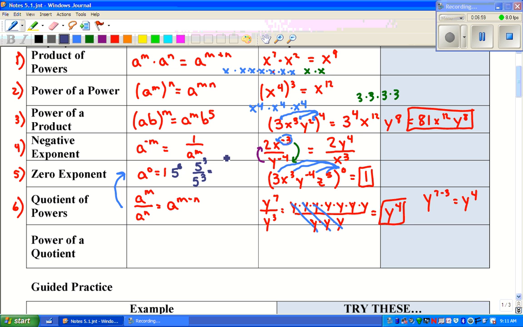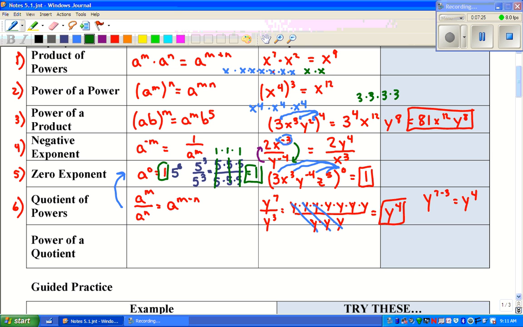And I wanted to show you here, if you have 5 times 5 times 5 over 5 times 5 times 5, what's 5 divided by 5? Well, that's going to be 1. What's this 5 divided by that 5? 1. And this 5 divided by that 5 is 1. So you really have 1 times 1 times 1, which would equal 1. That's why anything to the 0 power is always equal to 1.